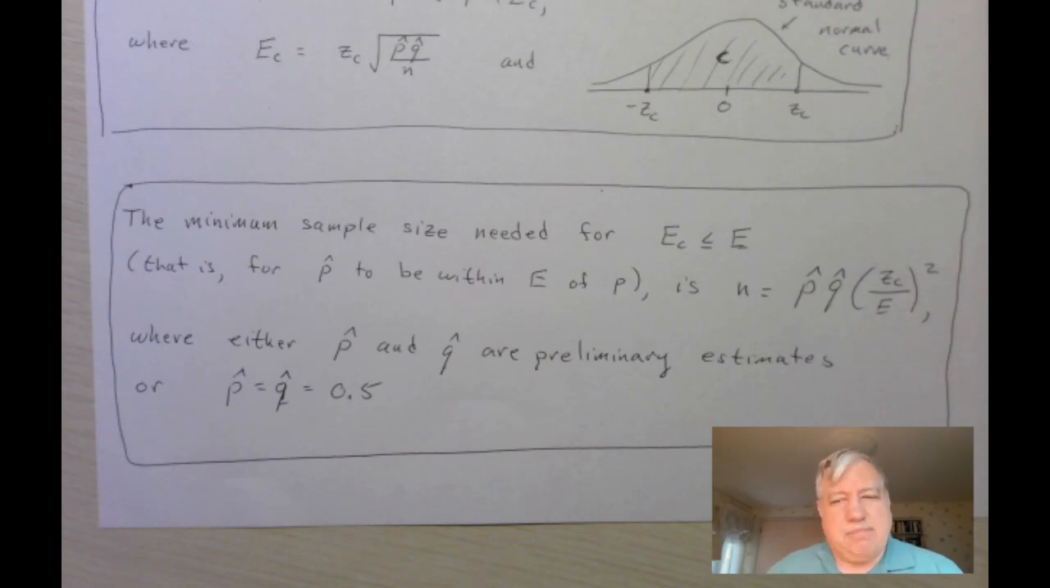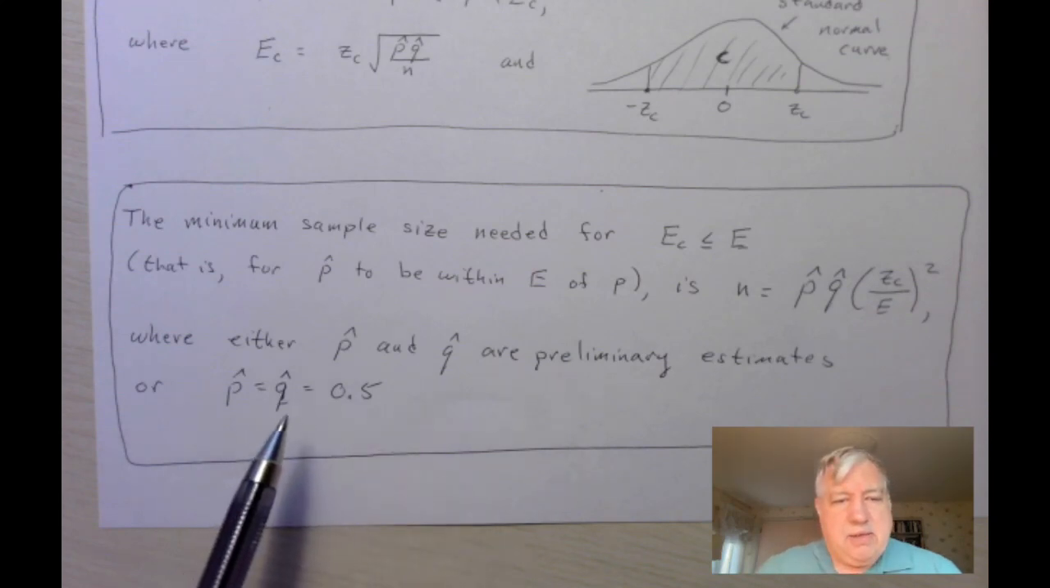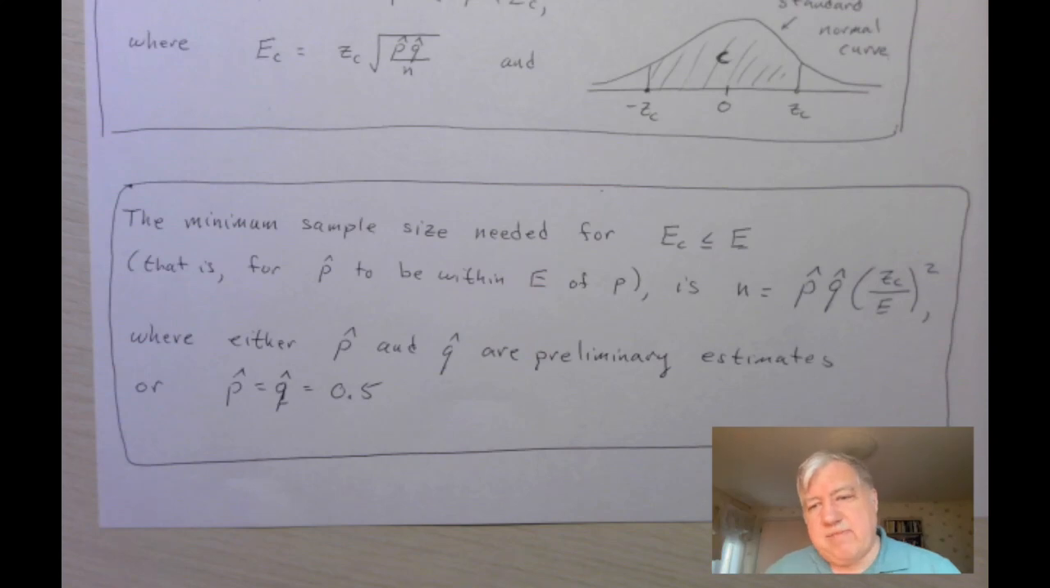The way you handle that is, if you've done this before and you've gotten estimates in previous years, let's say, we can use those for p hat and q hat. Or if you have no idea, if you don't have any preliminary or previous estimates, you just let p hat and q hat be 0.5, and that will work as well. So these are the two formulas that we need for this section.